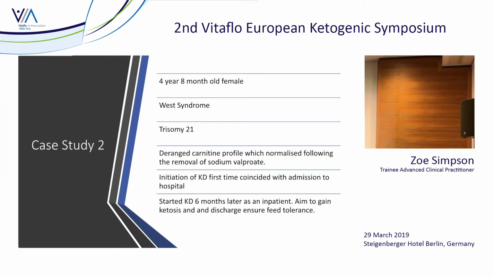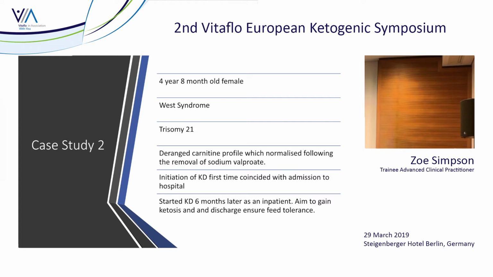She had a deranged carnitine profile at this point, but had previously had normal carnitine profiles, and it was felt by the team that this was related to sodium valproate, and they wished to proceed with the ketogenic diet. The progression of her seizures was getting worse. She was PEG-fed and also had a failed fundo.